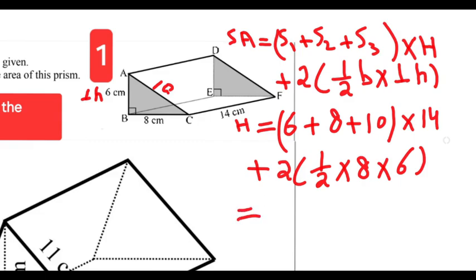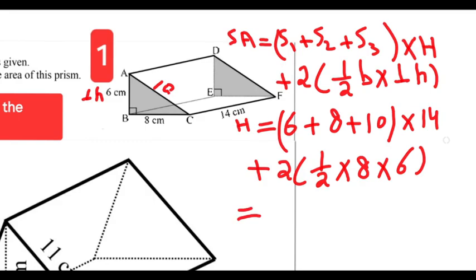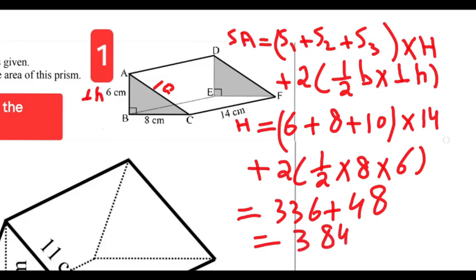So I'm going to use my calculator to solve this question. The answer will be 14 times 24 is 336, plus, I'm going to solve this expression now. That will give me 48. So add both of these. My answer is 384 centimeters squared. This is my final answer.